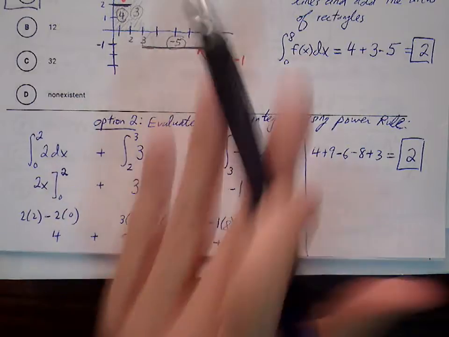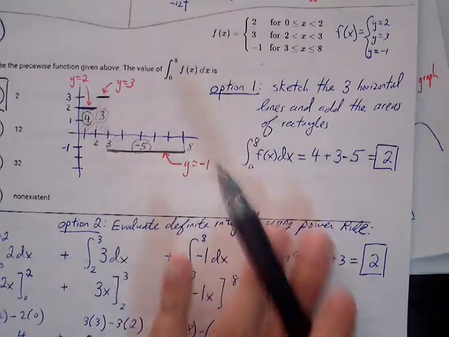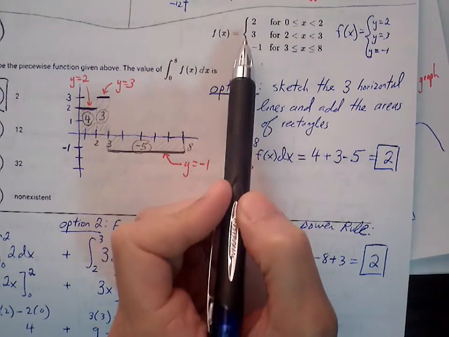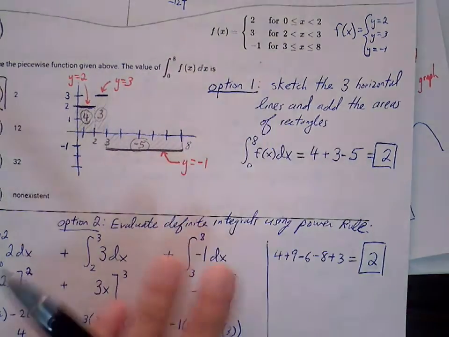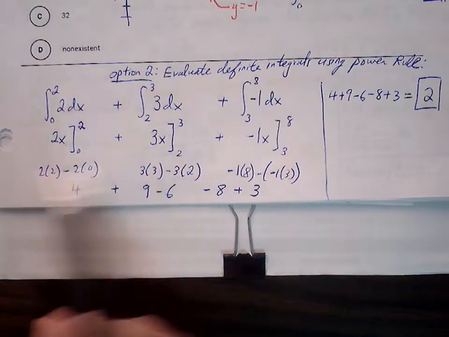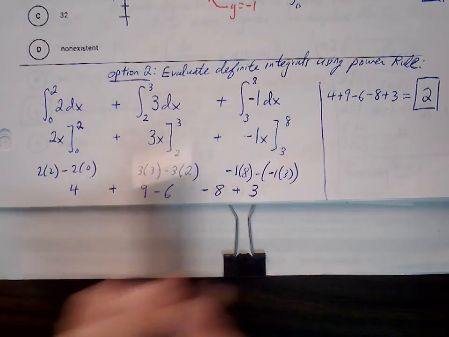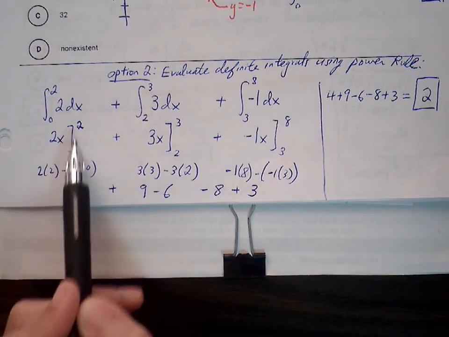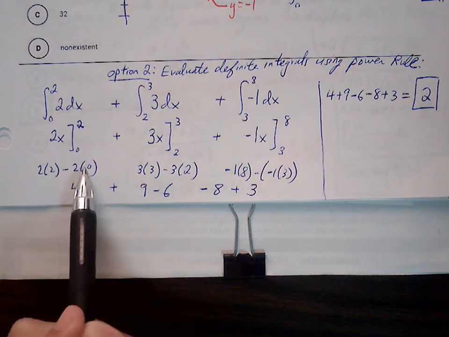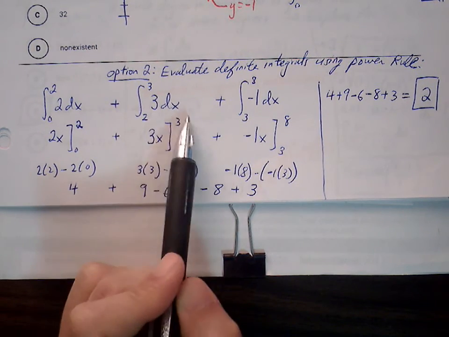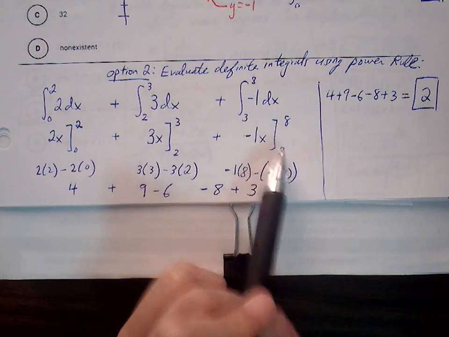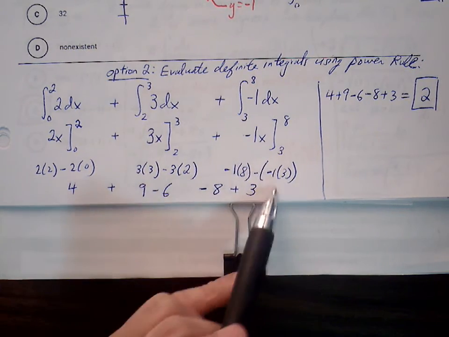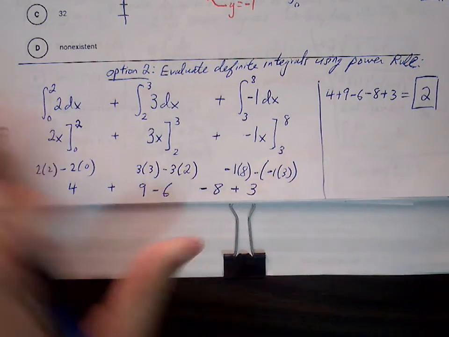I'm taking the definite integral of 2 from 0 to 2. I'm taking the definite integral of 3 from 2 to 3. I'm taking the definite integral of negative 1 from 3 to 8. If I set it up this way, we can see that we can do the power rule for each of these terms. Then we can evaluate our upper bound minus lower bound. 3 becomes 3x, upper bound followed by lower bound. Negative 1 becomes negative 1x, upper bound followed by lower bound. Total all those values together and we get the same result. Just a lot more writing to do, but it's the same result.